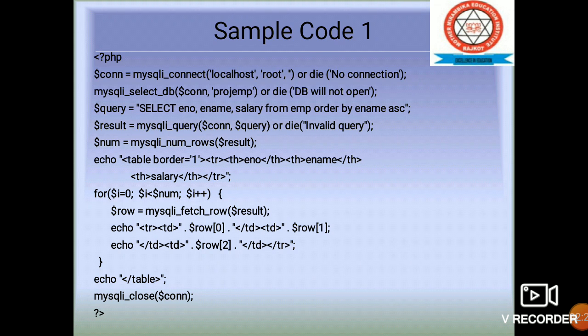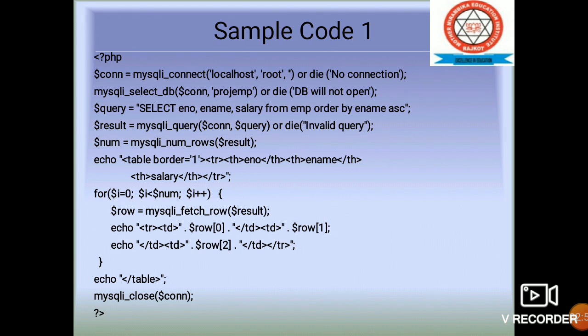Next, here we are using a select query, so it will select employee number, employee name, salary from the EMP table, and here one more order by clause is used. The sorting order is ascending, and it will sort the data based on the employee name column. So it is like sorting data from A to Z. If it is descending, then sorting will be in descending order, that is from Z to A.